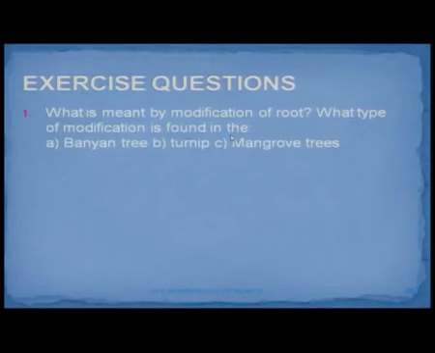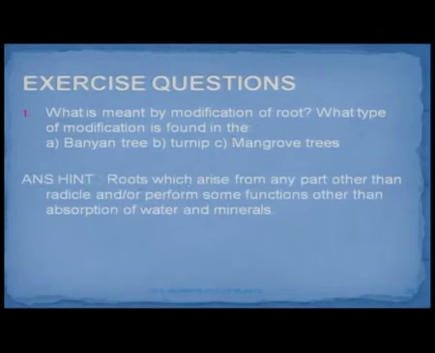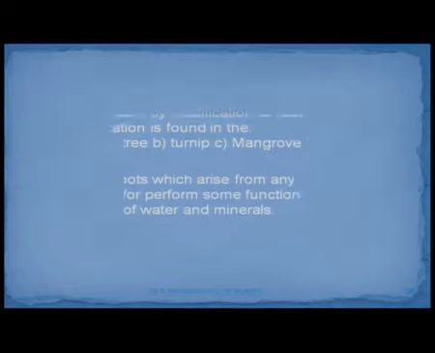I will give you a small hint that roots which arise from any other part other than radicle and or perform some functions other than absorption of water and mineral can be said to be modifications of root. You can elaborate on them, and then you can always tell that banyan trees have prop roots, turnips have roots for storage and mangrove trees have roots for breathing, the pneumatophores.